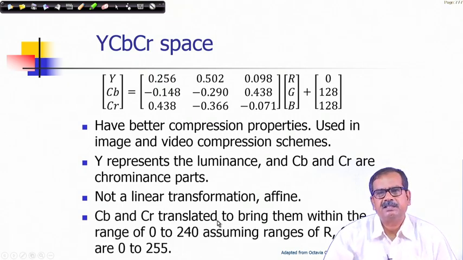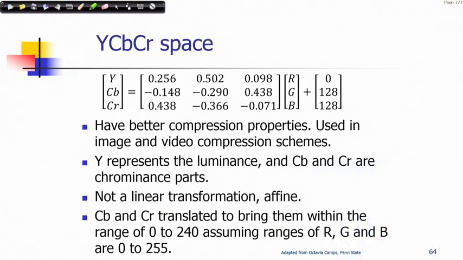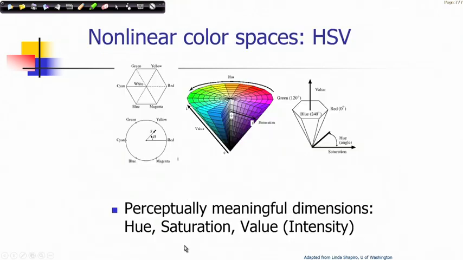This particular translation is done with the motivation that without this translation these values range in the negative zone. So, for convenience of representation in digital storage and making all those values positive, so that you can represent them in unsigned byte color or pixel representation. Assuming red, green, blue values vary from 0 to 255, you can see the values of Cb and Cr after transformation will vary from 0 to 240. So, that is one of the motivations why we make this kind of affine transformation.